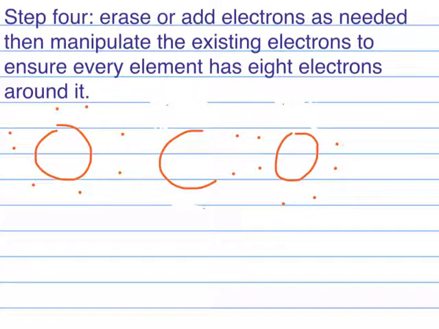So let's do the same thing on the other side so that carbon ends up with 8. Okay, now look, carbon has 8. This oxygen has 8. And this oxygen has 8. And that, in a nutshell, is how you do a Lewis dot diagram, specifically for covalent.